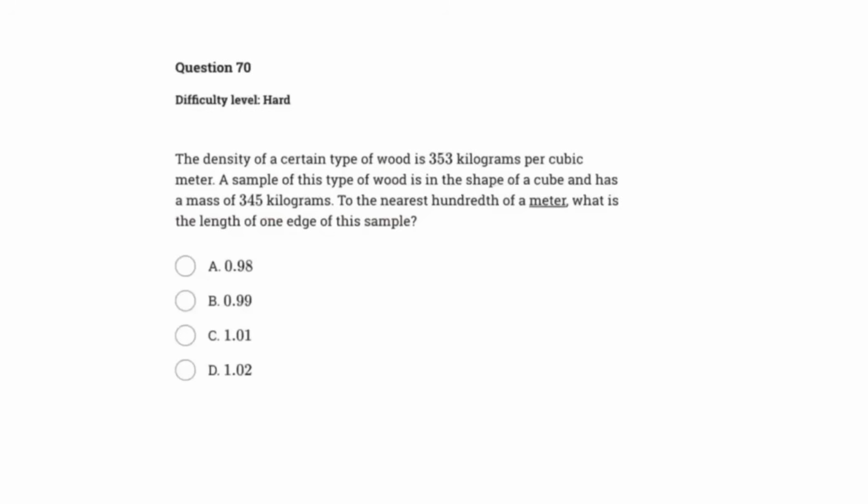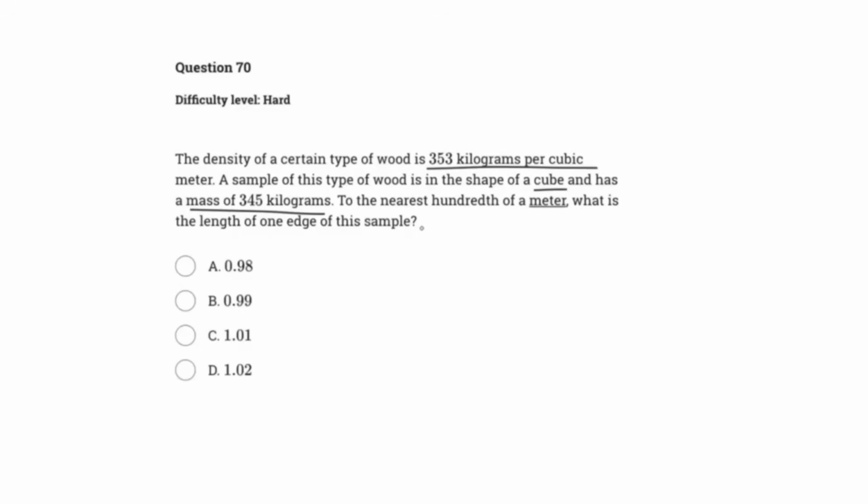Density of a certain type of wood is 353 kilograms per cubic meter. A sample of this type of wood is in the shape of a cube and has a mass of 345 kilograms. To the nearest hundredth of a meter, what is the length of one edge of this sample?